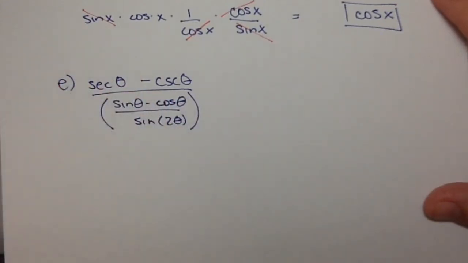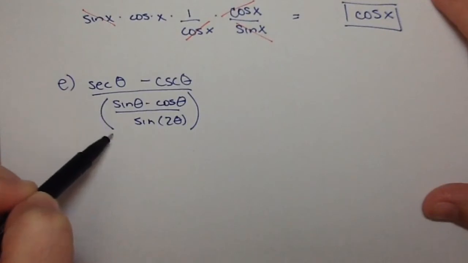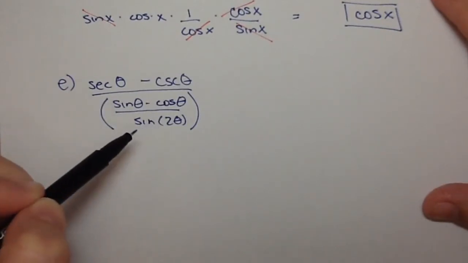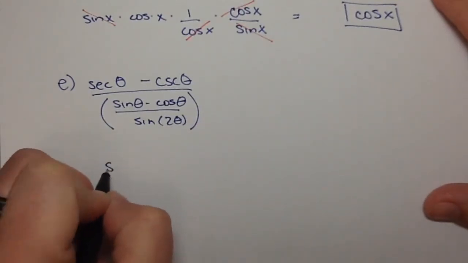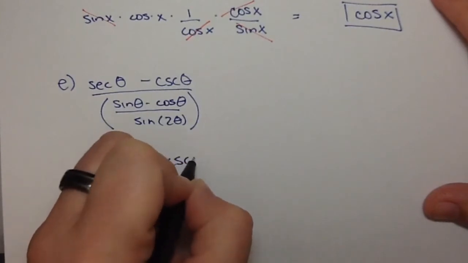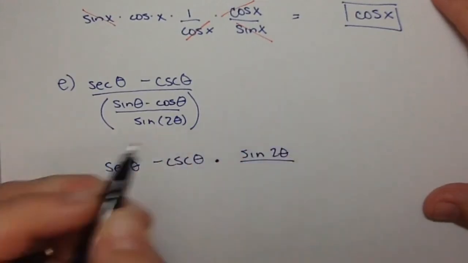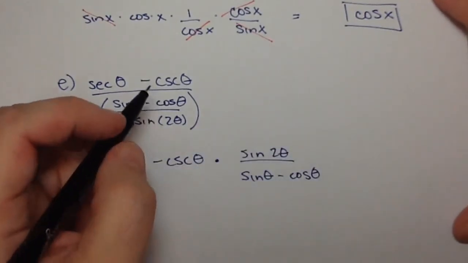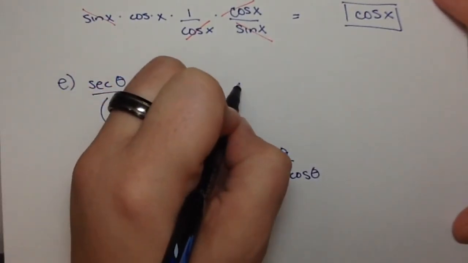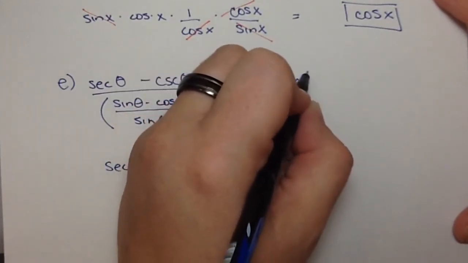My goodness. Okay, the first thing I want to do here, I hate dividing by fractions, so I'm actually going to flip this denominator and multiply. That's all I'm going to do in this first step. So we've got secant theta minus cosecant theta times sine of 2 theta over sine theta minus cosine theta. So again, all I did here was I brought this denominator up. So you can, instead of dividing, you can flip and multiply.